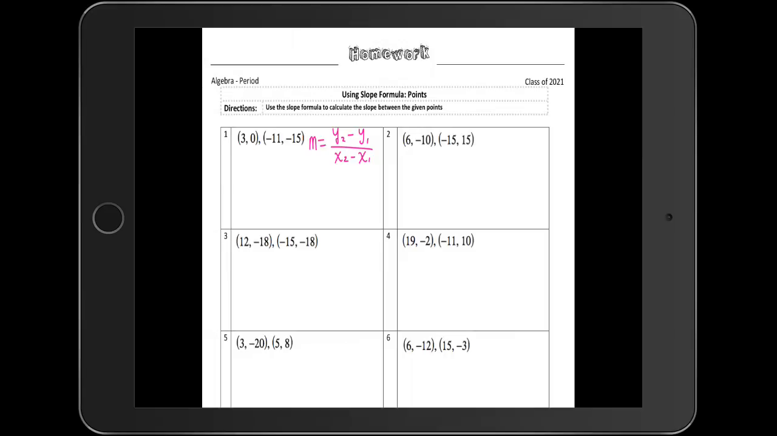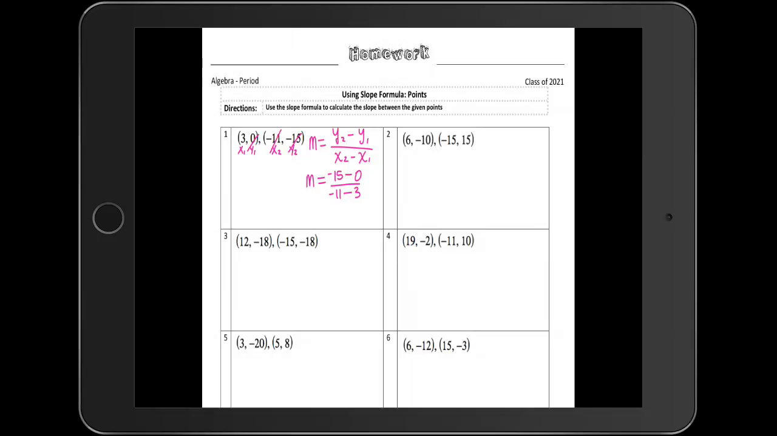And then I want to come over to my points and I want to label the points x1, y1, x2, y2, and then I want to actually plug these into the formula where they go. So I know m equals y2 is negative 15, so I write negative 15, subtract, and y1 is 0, so I put 0 there. So now I've used negative 15 and 0, and then I place the same thing on the bottom. X sub 2 is negative 11, so I'm going to write negative 11 here. Subtract, because that's what the formula tells me to do. And I am subtracting 3 because that is x sub 1.